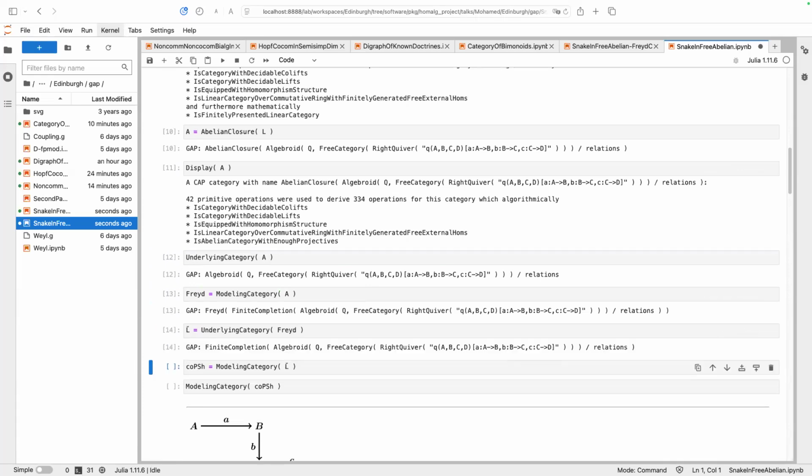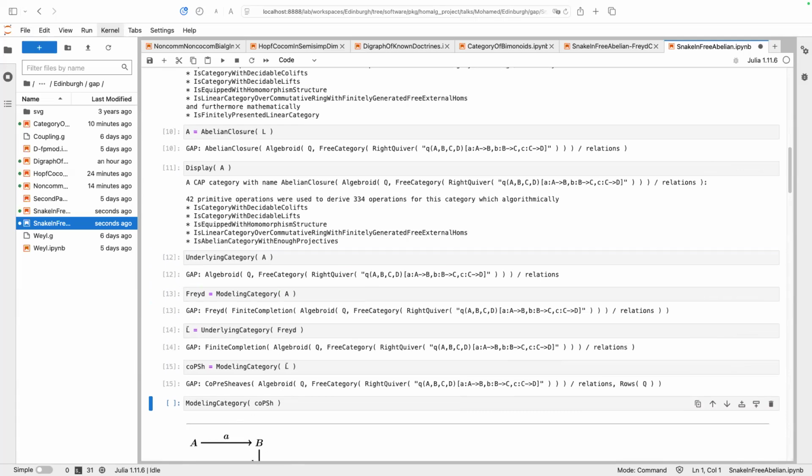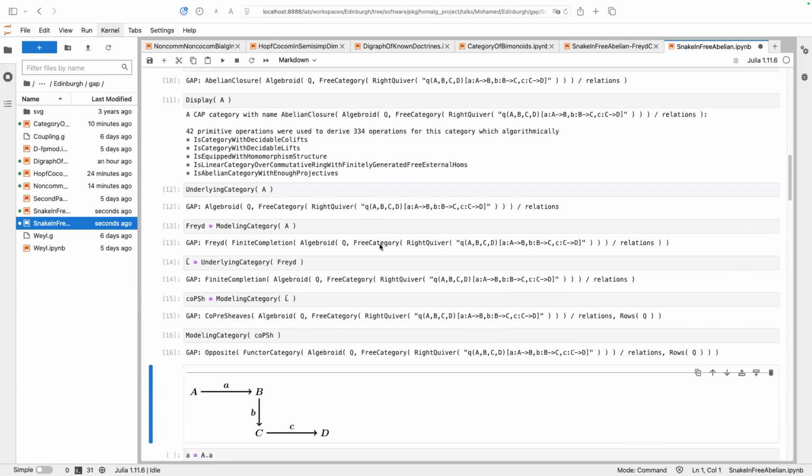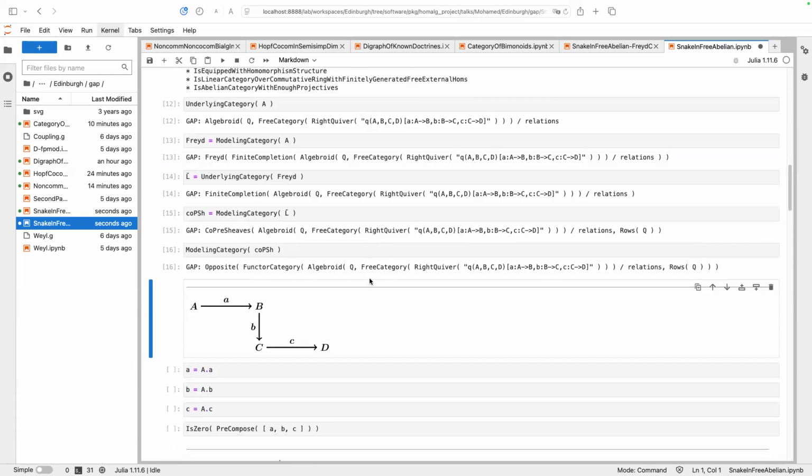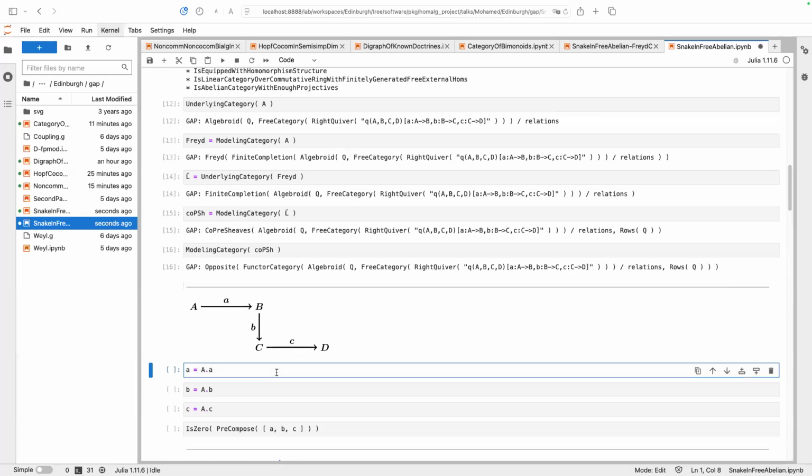And when you ask what is the finite completion, it's the co-presheaves. And when you ask what is the co-presheaves, it's the opposite of the functor category. And if you ask what is the functor category, it's the presheaf of the opposite. So for us, the presheaf is the main construction and not the functor category, because this makes life simpler. You see this when you program. Don't go for the functor category, go for the presheaf category. This is the more natural construction.